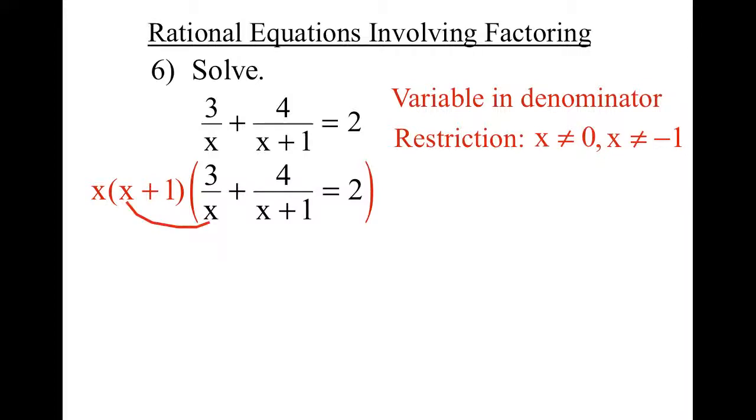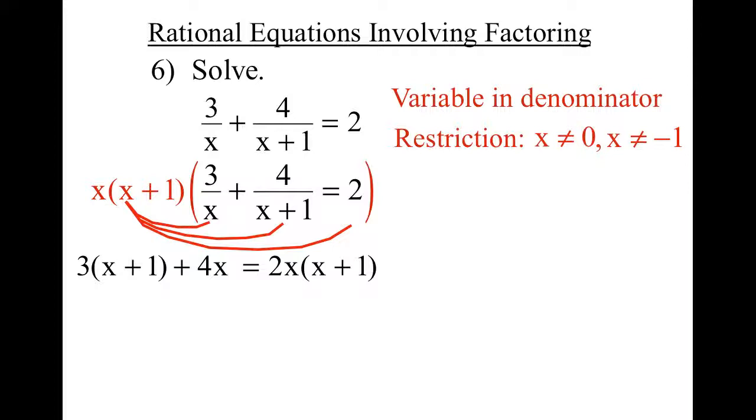And now I distribute. The x cancels out, but I'm left with 3 times x plus 1. When I distribute to the second fraction, the x plus 1 cancels out, but I'm left with x times 4, so plus 4x. And then for the 2, I have to add both: 2 times x plus 1. I have to distribute everything out on each side: 3x plus 3 plus 4x equals 2x squared plus 2x.